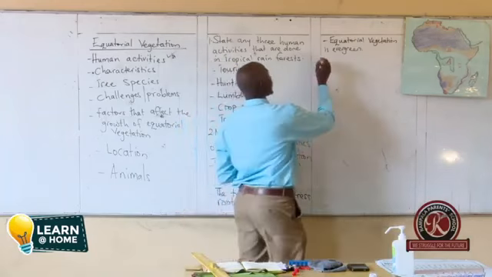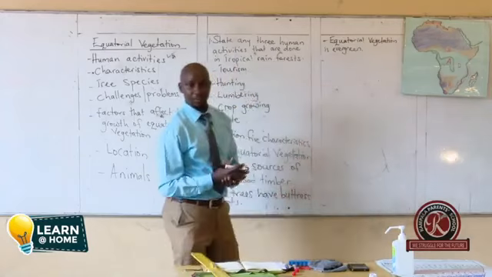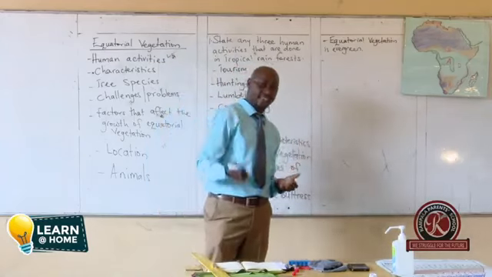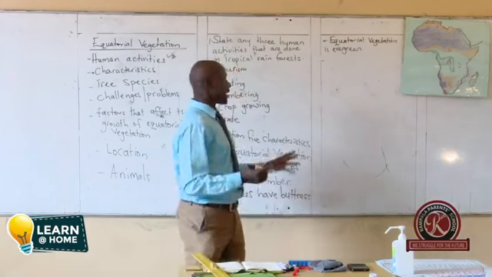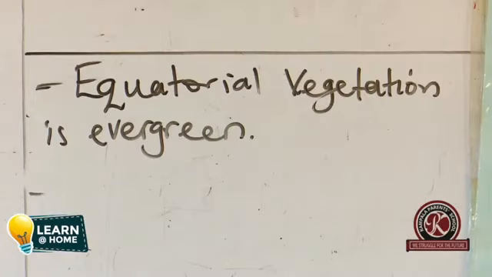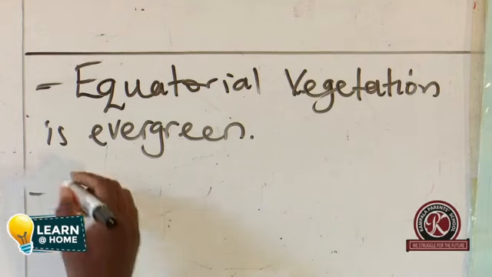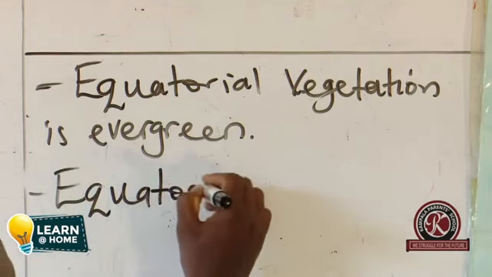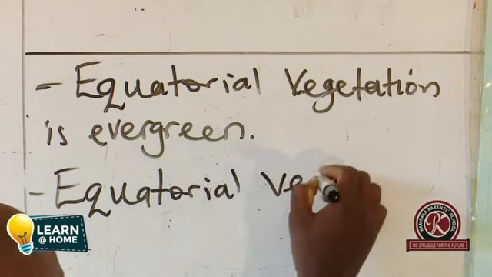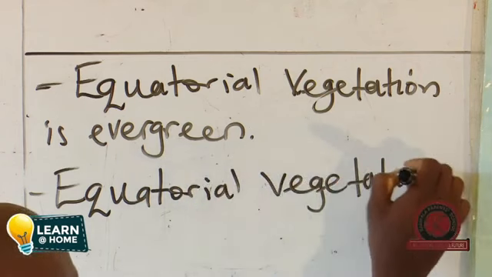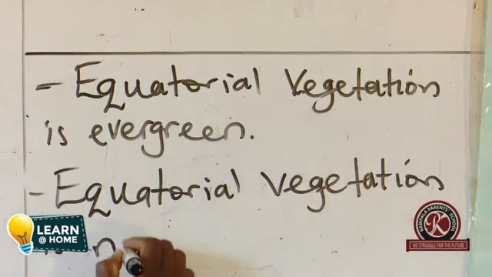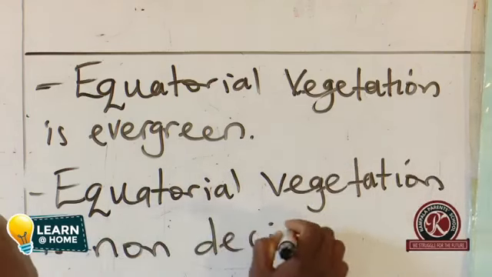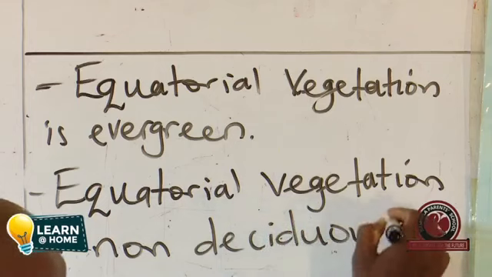Any other characteristic we can talk about? Yes, viewers, I know there are those who can research and read ahead. They have already carried out research on this. They're equipped already. I'm very happy. Many people in different regions of Uganda are following us. Good. One is saying they are non-deciduous. Equatorial vegetation is non-what? Deciduous. Equatorial vegetation is non-deciduous.